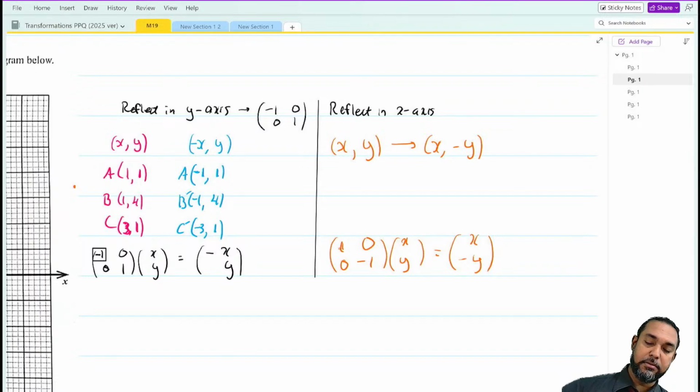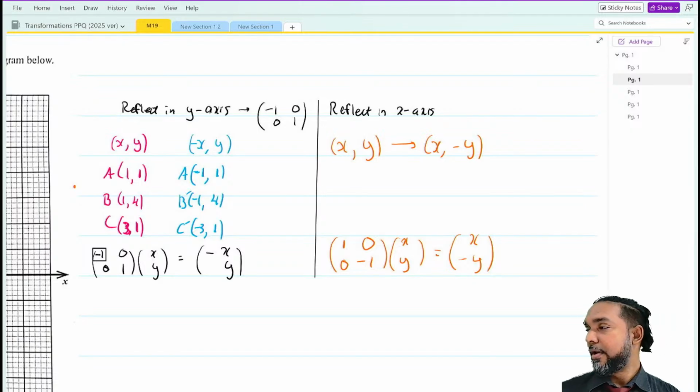When you multiply this row by this column, 1 by x is x, and 0 by y is 0, not so? And when you multiply 0 by x, you get 0, but minus 1 by y is minus y. All right, okay. So Anna, that's correct. X is the same value. Correct, very good.